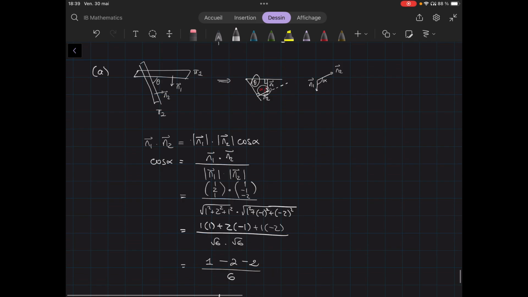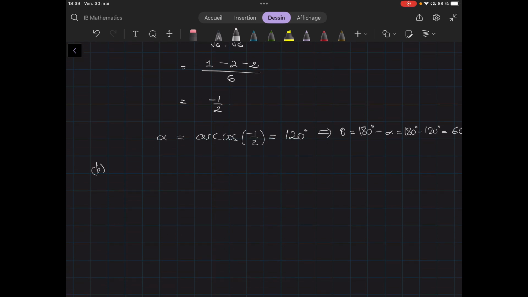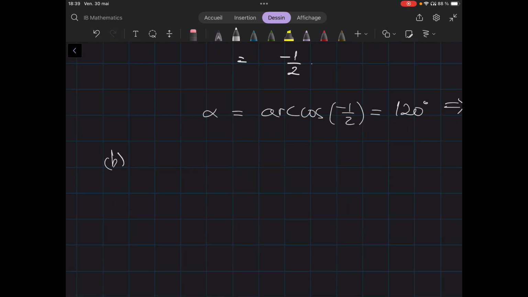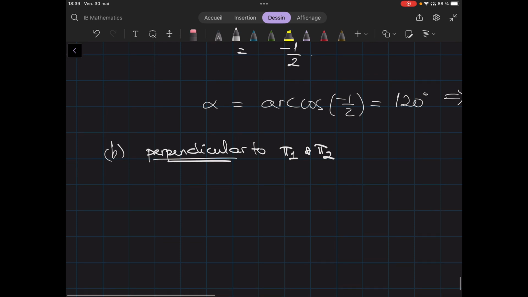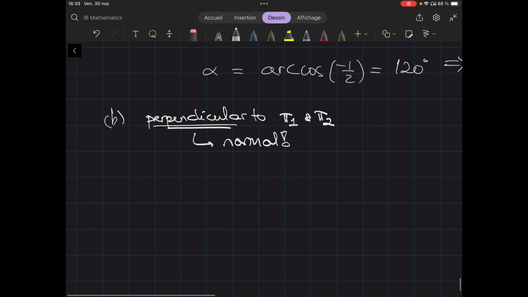In part B, you're asked to find the equation of another plane that is perpendicular to pi1 and pi2. The moment you hear the phrase perpendicular to something, in this case, perpendicular to two planes, or perpendicular to two lines, this is the code word for finding the normal. So the normal vector of this plane, let's call it n3, is going to be n1 cross n2.